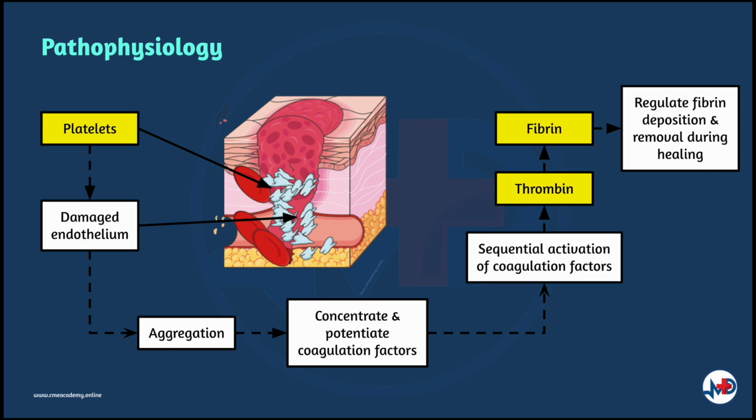Following interaction of the contact factors 12 and 11, the coagulation protease zymogens undergo sequential activation, resulting in the generation of thrombin, the conversion of fibrinogen to fibrin, and the formation of a platelet fibrin hemostatic plug. Then we have the fibrinolytic system that interacts to regulate fibrin deposition and removal during healing.